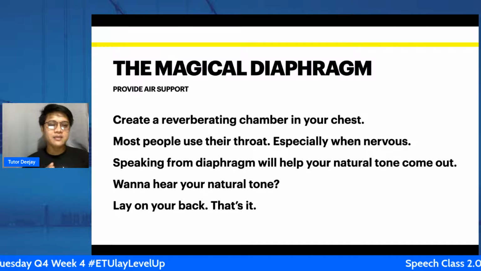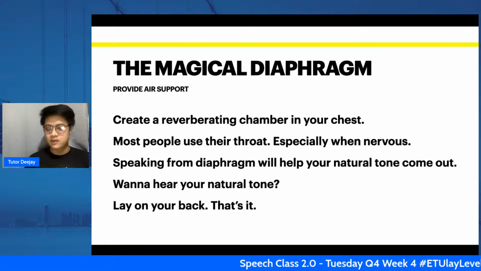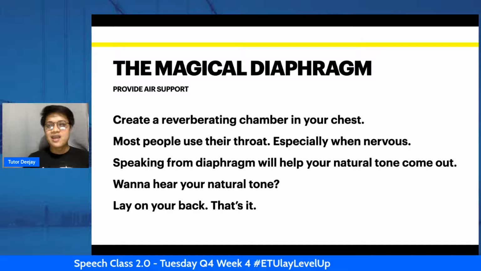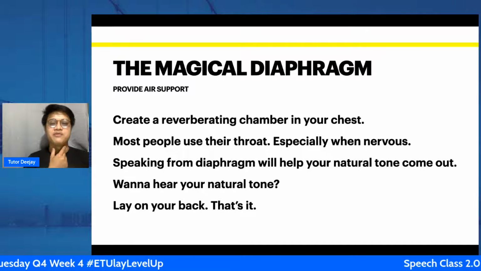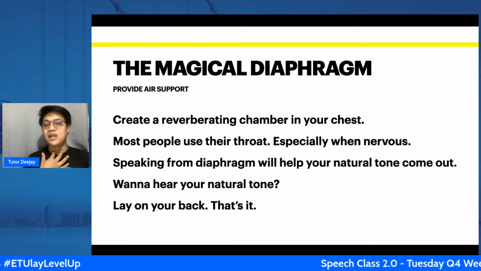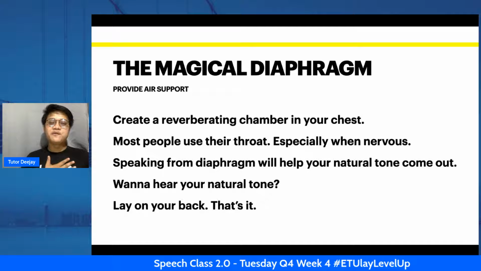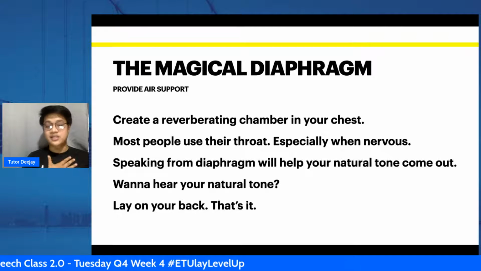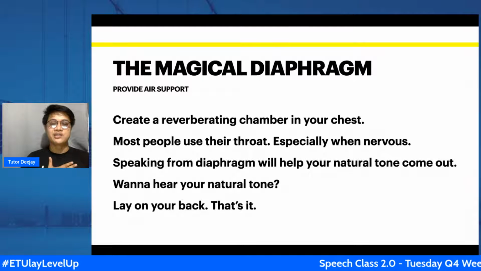Okay? Now, how to achieve this, use of diaphragm in speaking? We create a reverberating chamber in your chest. When you speak, dito mo nararamdaman yung vibration. Maybe nasa throat level yung delivery mo. But if you feel the vibration in here, in the upper part of your chest, that means you're actually doing it right. Ayan. Pag merong vibration dito.